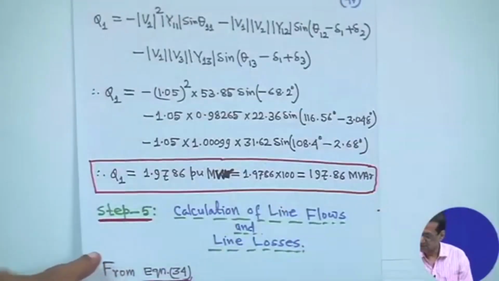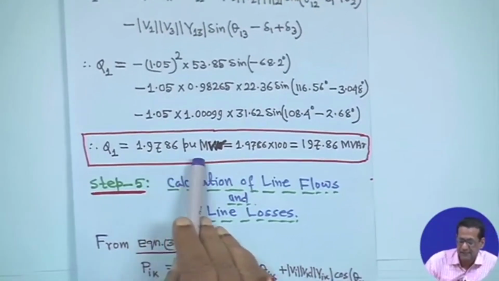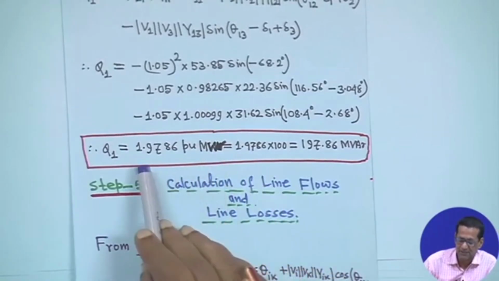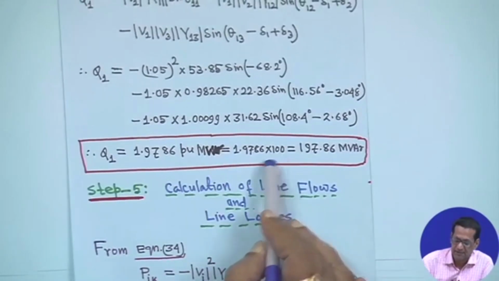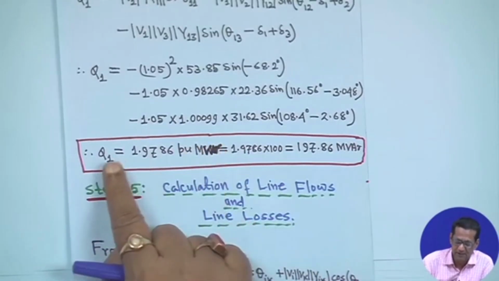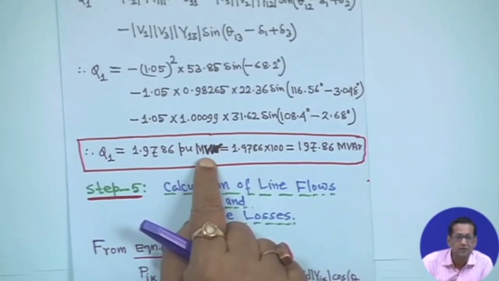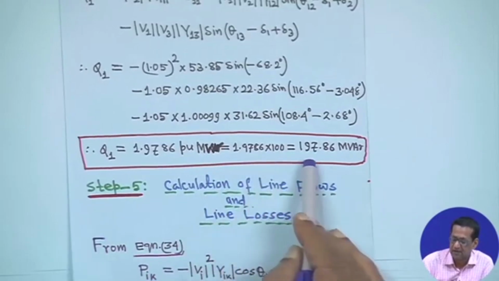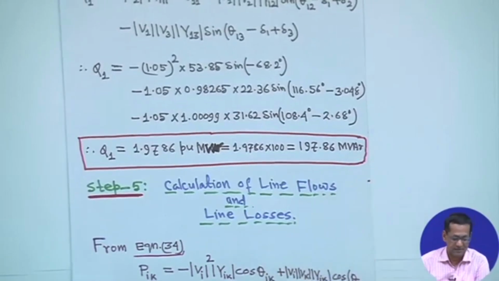Upon substitution you compute, and it becomes 1.9786 per unit, right. Sometimes we call it per unit megawatt, but it is actually per unit megavar, because this is Q, multiplied by 100. Per unit is sufficient; we say per unit megawatt to mean the real unit is megawatt, but otherwise you can just put per unit, no problem. So it is 1.9786 into 100, that is 197.86 megavar, after the second iteration.